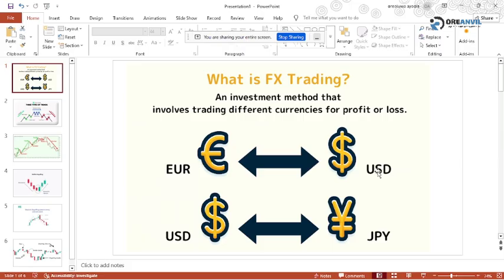So now we can say, for us to make money in this market, we have to know which of these currencies is weak and which of these currencies is strong. The same thing applies to USD JPY. So for me to buy or sell any of these currency pairs, we call them currency pairs, I have to know which of them is weak and which of them is strong. So those are one of the key things we did yesterday.